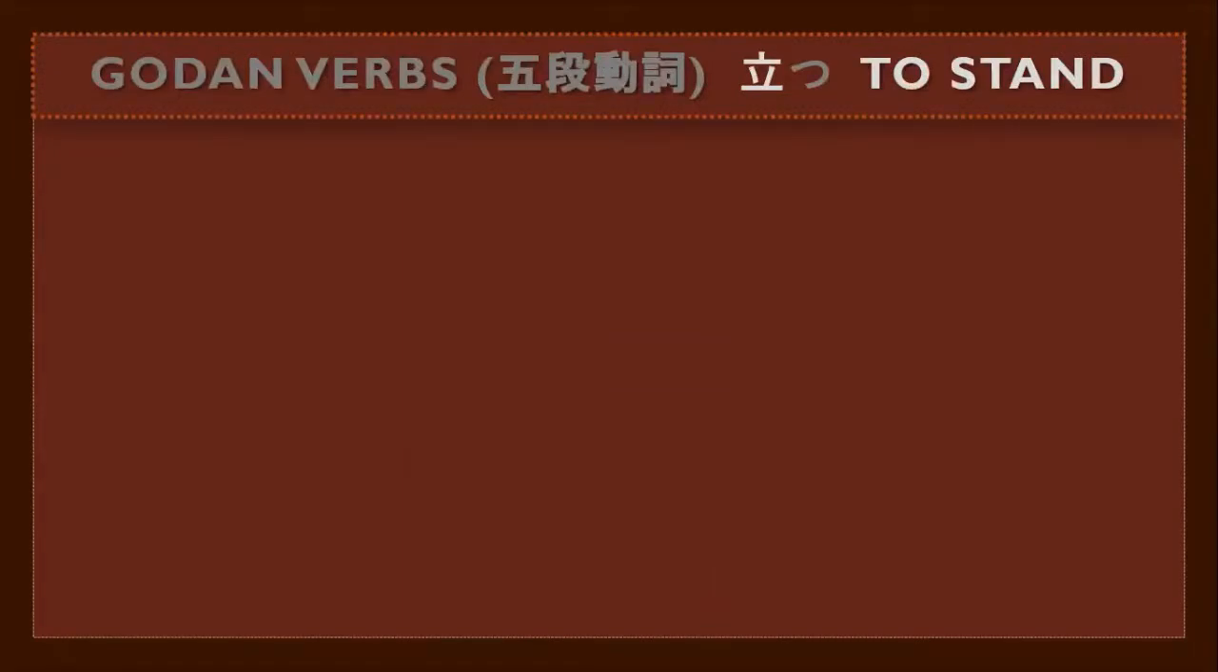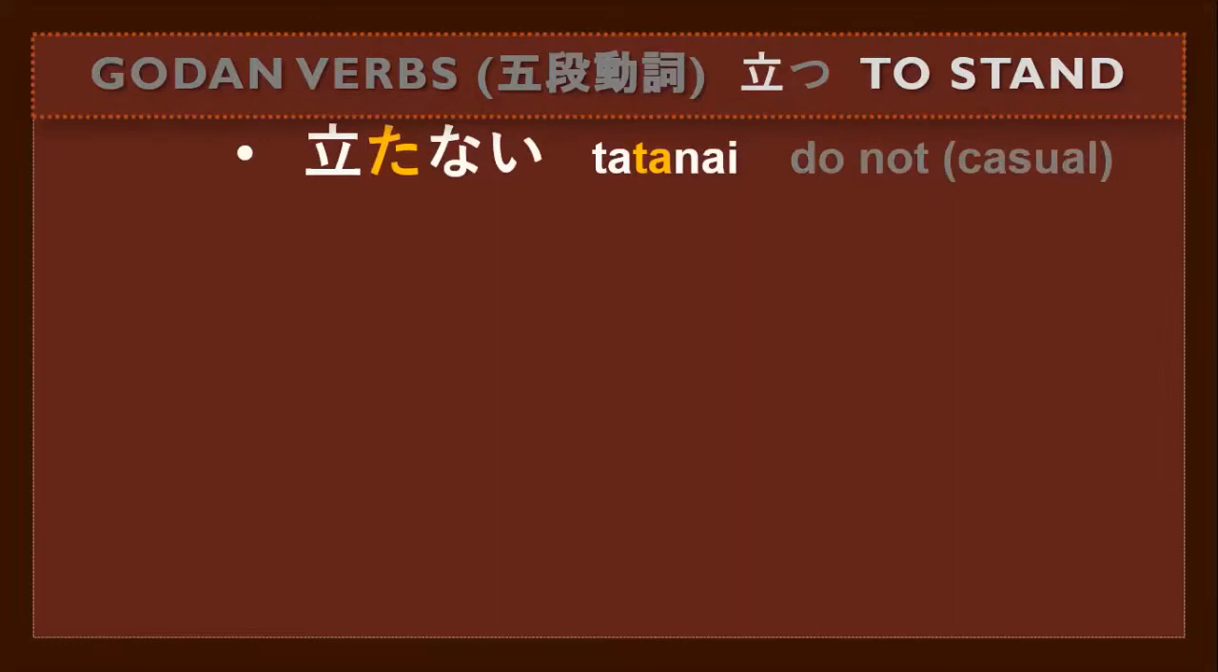This is to stand, and to stand is tatsu. Ta is the kanji, and then we are adding something in hiragana, tsu. So can you guess what the 5 forms will be? It will be ta, chi, tsu, te, to. So here, do not stand is tatanai. Very good.